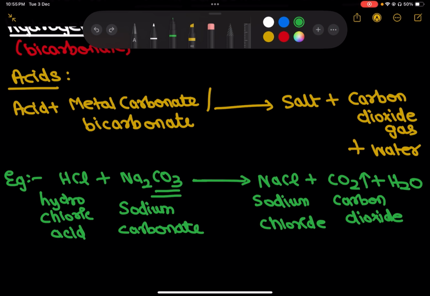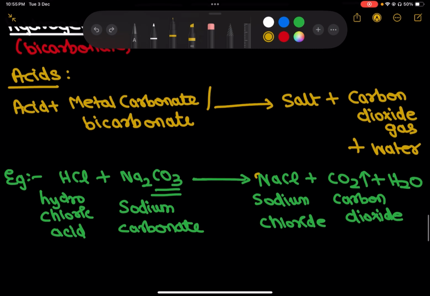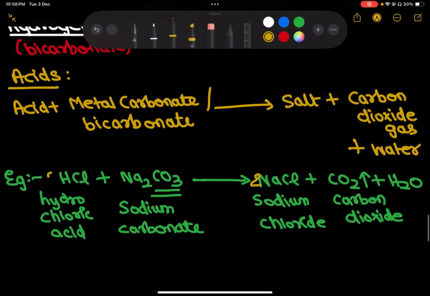So this reaction is not balanced, so let's balance it. So 2, and then 2Cl, so 2 here. Is it balanced? Yes, I think so. Okay, it's balanced. So this is what happens when acid reacts with metal carbonate.